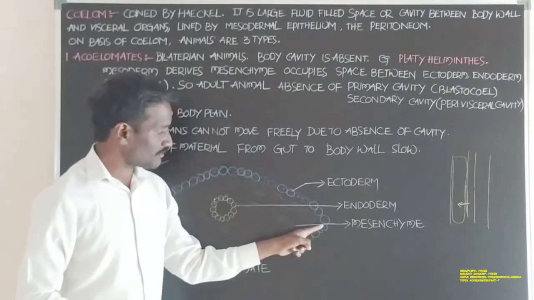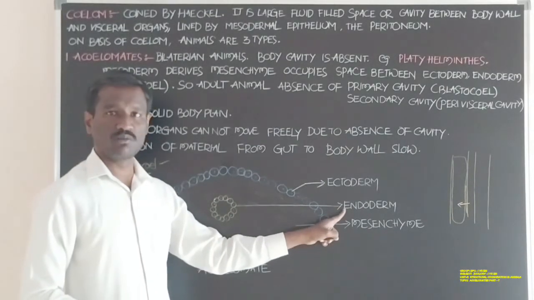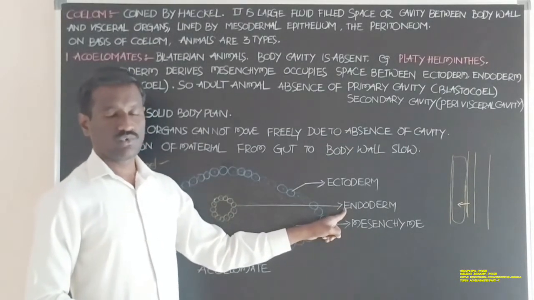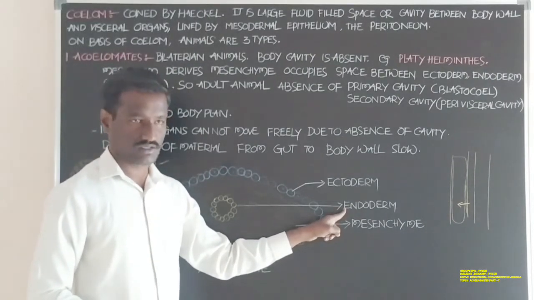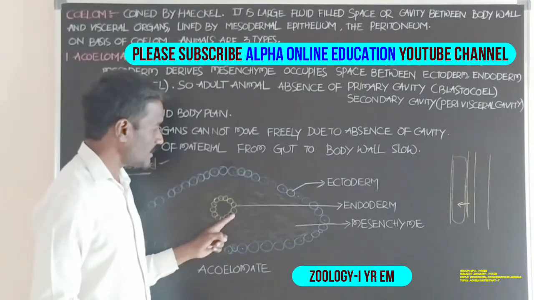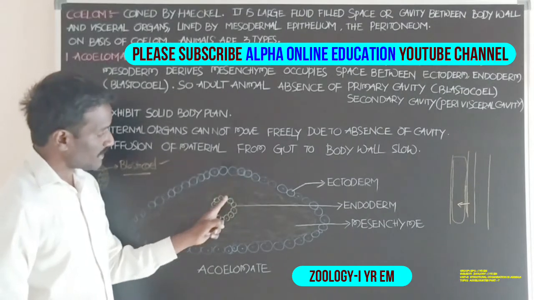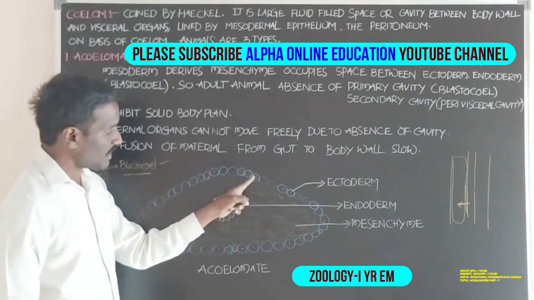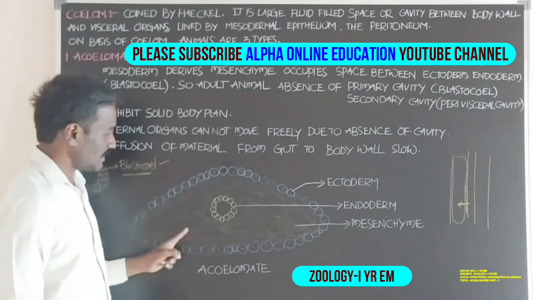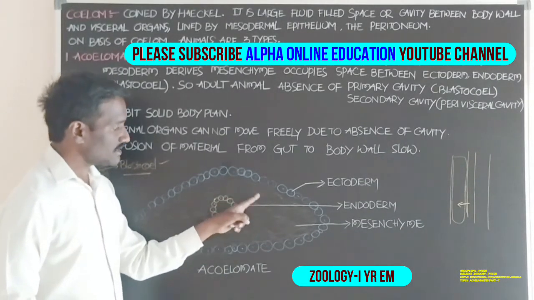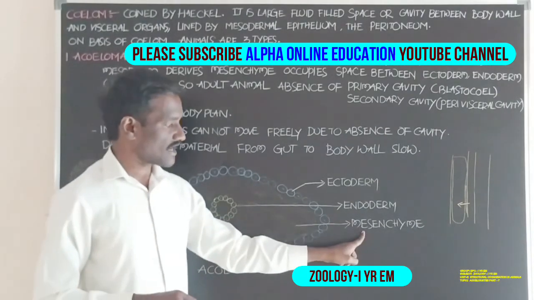It is the ectoderm that forms the body wall. It is the endoderm that forms the food tube, or the gut: the wall of the food tube, the wall of the gut, the digestive tract, is formed by the endoderm. Between the ectoderm and the endoderm, between the body wall and the gut, there is a space, and that space is totally filled with mesenchymal fluid.